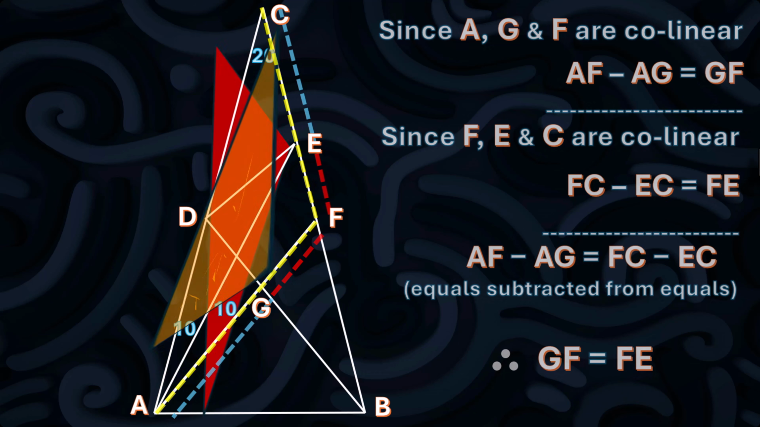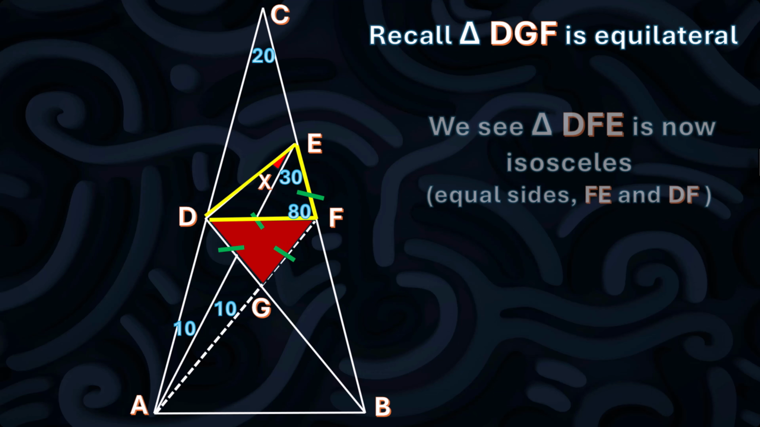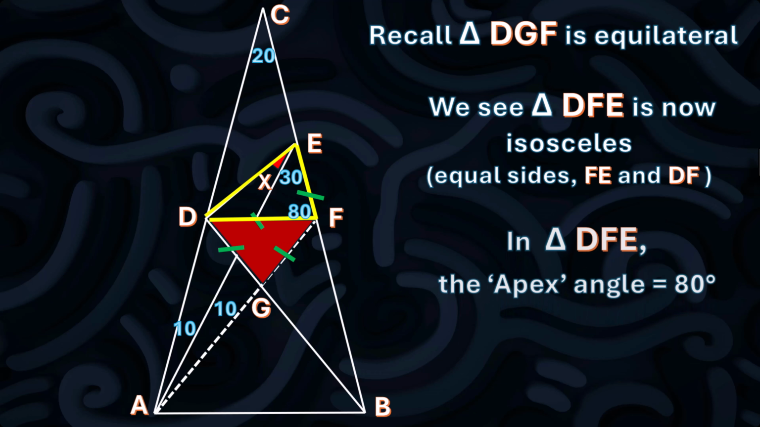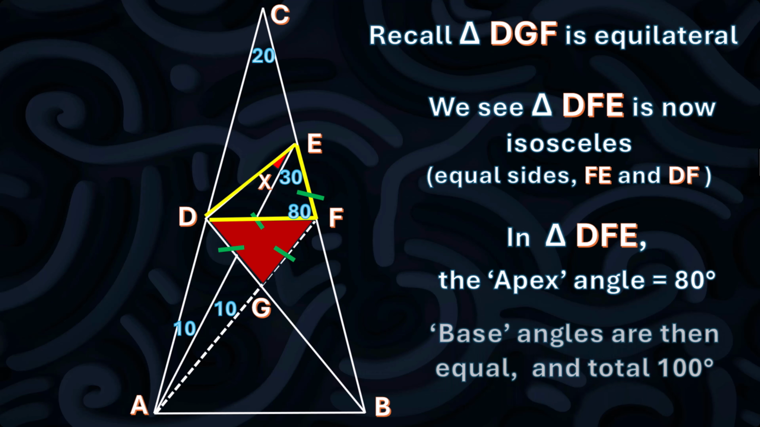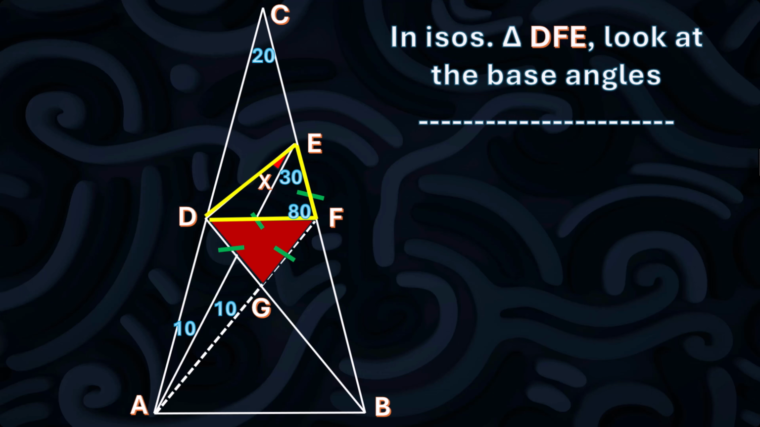Now, recall our equilateral triangle, and if GF equals FE, then we have another side equal to the sides of the equilateral triangle, and that triangle DFE is isosceles. We know that the apex angle in triangle DFE is 80 degrees, so its base angles will then be equal and total 100 degrees. So let's look closely at the base angles.